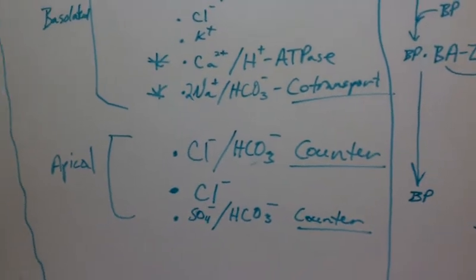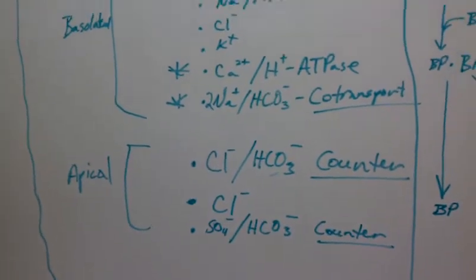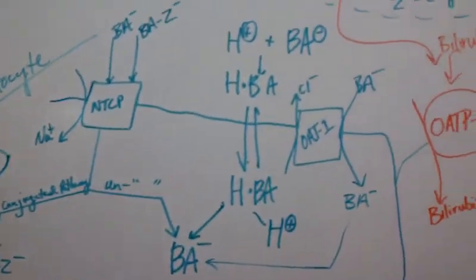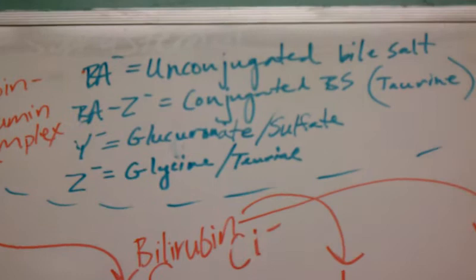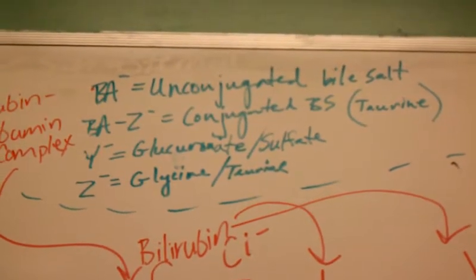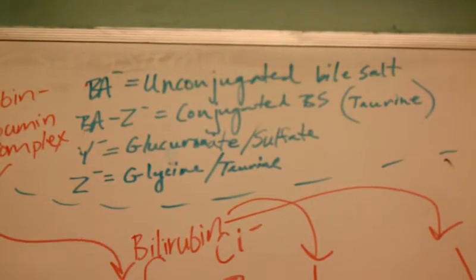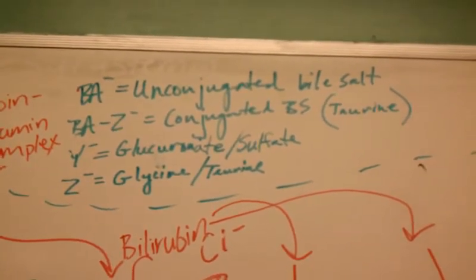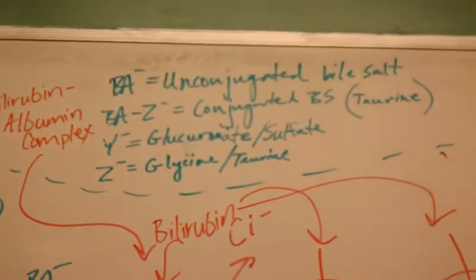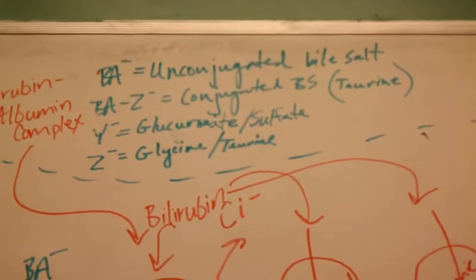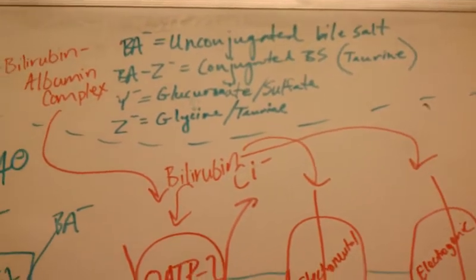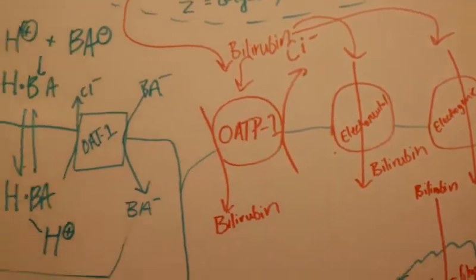And then also we can get bicarb out and get sulfates in. Now what sulfate is important for is that sulfate is going to be used in some of these reactions. Sulfate and glucuronate are our Y negatives. Glycine and taurine are our Z negatives. Bile acids are considered HBAs, and unconjugated bile salts are BA negatives. Conjugated bile salts are bile acids with Z negatives, as we already said, glycine and taurine. Okay.